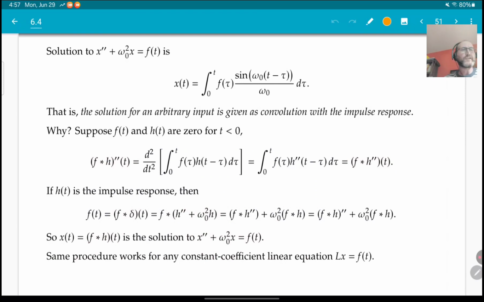And the same thing works. It didn't really have to be this particular equation. It could be any constant coefficient linear equation. The same idea works.